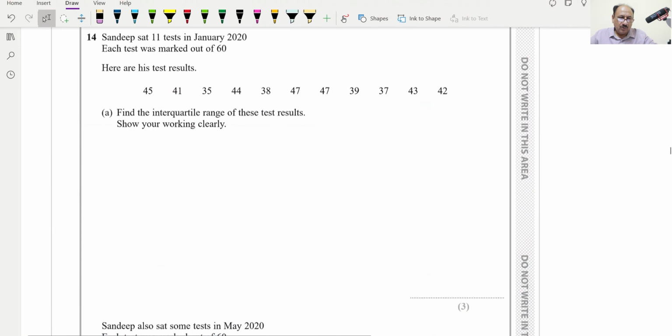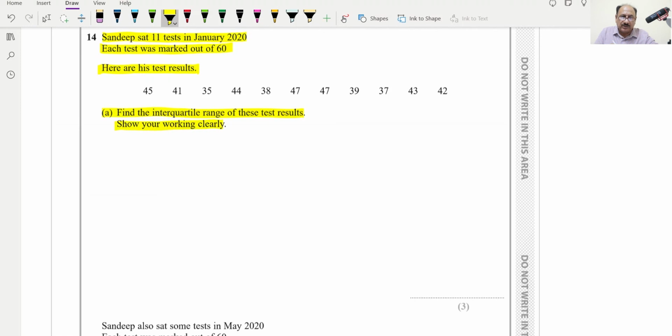Hopefully you understood this. Now question number 14. Sandeep sat 11 tests in Jan 2020. Each test was marked out of 60. Here are the test results. So these are the test results. Find the interquartile range of these test results.